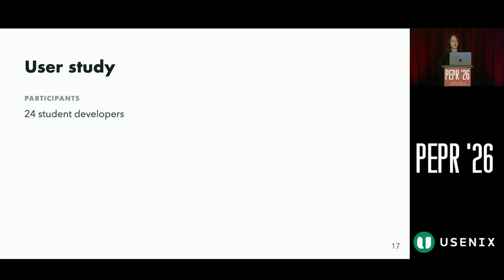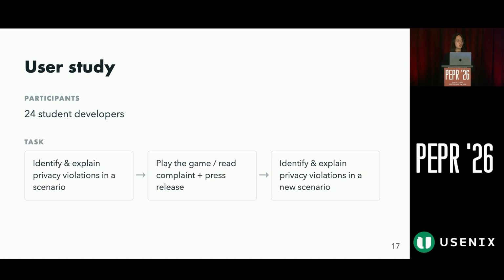To get an insight into how effective the learning effect is, we ran a user study with 24 student developers. They start by identifying and explaining the privacy violations in a given scenario. After that, half of them played the game, and the other half read the complaint and the official press release. After the learning activity, they receive a new scenario and again identify and explain the privacy violations. We measure their improvement by comparing their performance before and after the learning, and then we compare the improvement between the two groups.